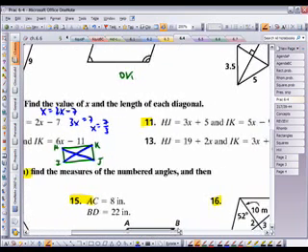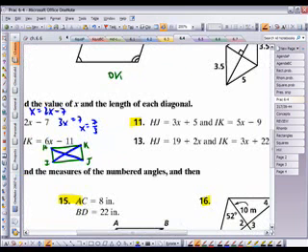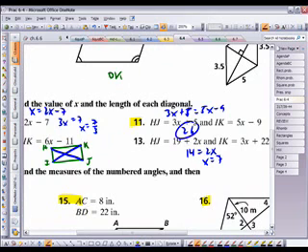Same idea over here. HJ and IK are the diagonals. You set them equal to each other. 3x plus 5 is equal to 5x minus 9. So I will add 9 to both sides, subtract 3x from both sides. So x is 7. And when I plug it back in, I'll get 21 plus 5 is 26. And they're both the same, so they're both 26.